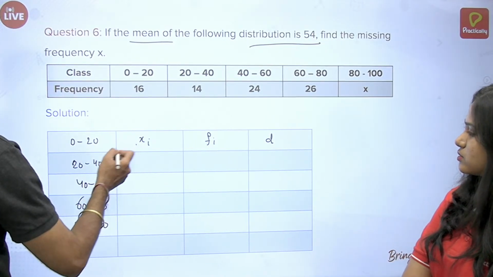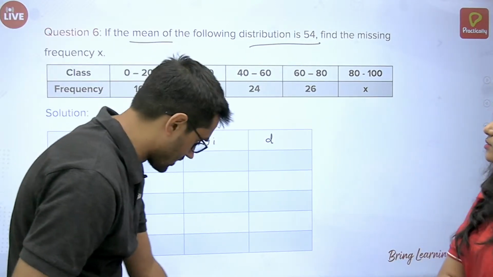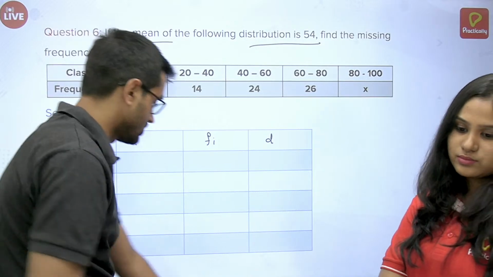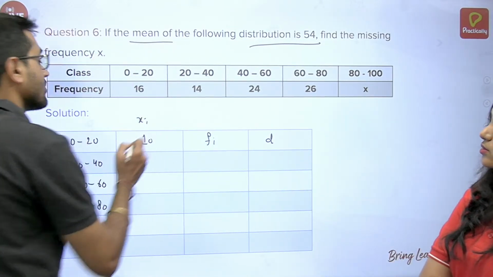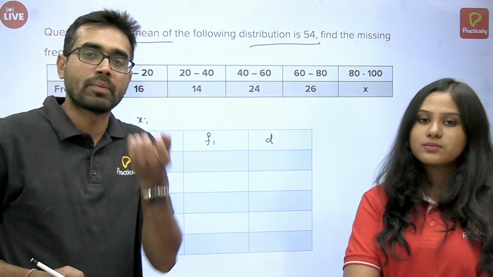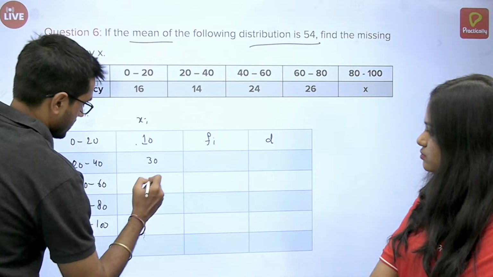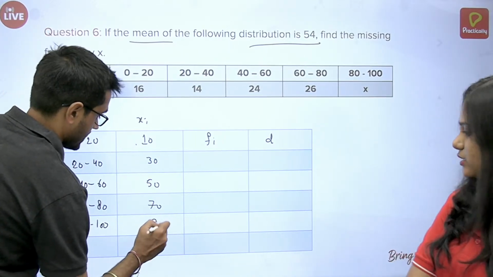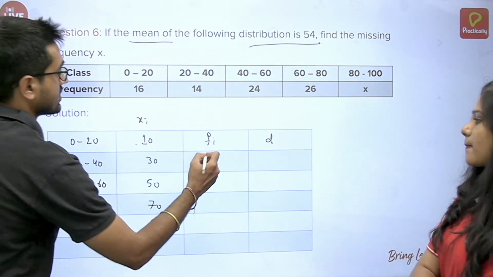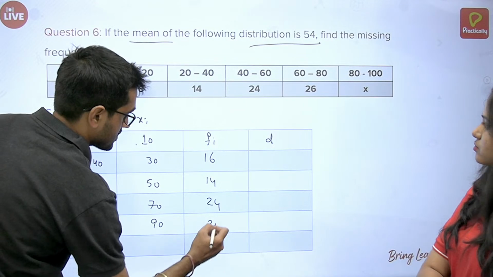Now this is xi, so basically xi, I'll write it here. So 0 to 20 is nothing but 10. Why? Because you always take the sum of the lower limit and the upper limit and divide by 2. So this will be 30. Now you have seen the difference is 20, so just add 20: 50, 70, 90. Fi you have written just ahead of this: 14, 24, 26.